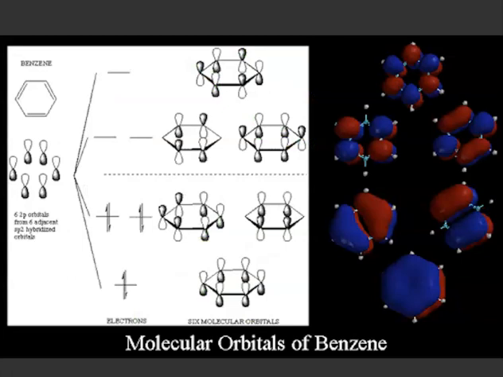So when we talk about benzene and aromatic chemistry, we're going to have to revisit some of these molecular orbitals. There's a picture of just the pi molecular orbitals of benzene. Notice that we left off everything except for the pi orbitals and the pi electrons.